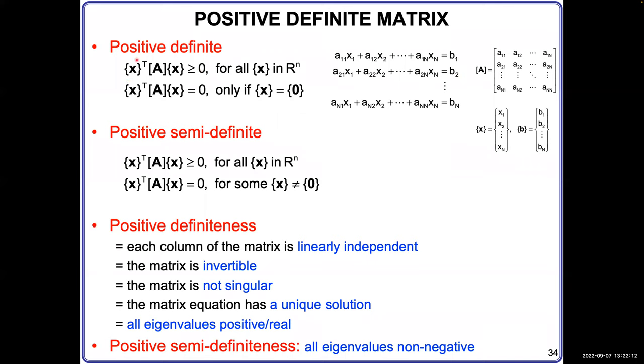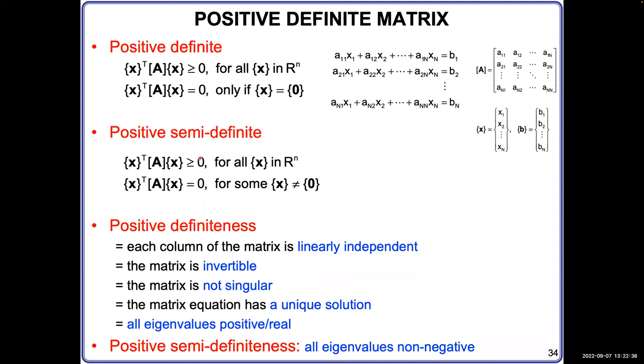The most important thing here is the definition of positive definite. It means that if you have a matrix, and you multiply it by a vector, with the transpose of the vector on the left-hand side and the vector itself on the right-hand side, you always get a scalar value that is larger than or equal to zero. Then this matrix is called positive definite.